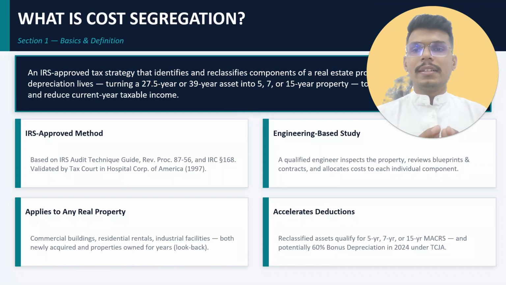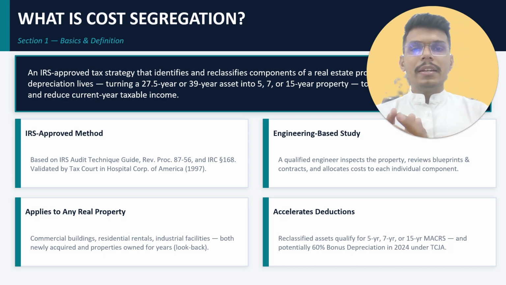Cost segregation is a tax strategy that identifies and reclassifies components of a real estate property into shorter depreciation lives. So I will give you an example over here. If any person purchases any building, then he can depreciate the building for 27.5 years or 39 years as per their usage. And if a person goes with the cost segregation study, then the cost segregation company will allocate the components of a building with their respective useful life. So here I will explain it more.